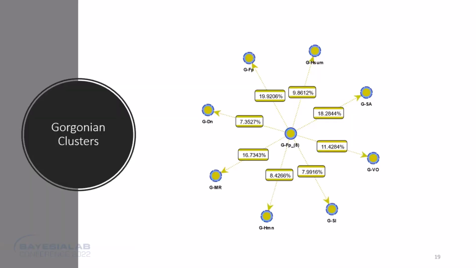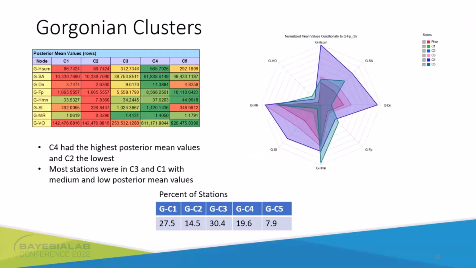Next up, we did the gorgonian clusters. The gorgonian footprint had the most influence on the clusters that formed. In our gorgonian clusters, C4 had the highest posterior mean values and C2 had the lowest. Most stations were in C3 and C1, but C4 with the high gorgonians was in 20% of the stations this time.